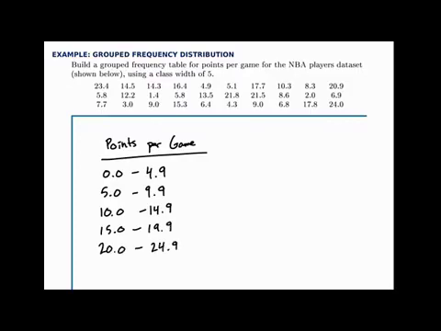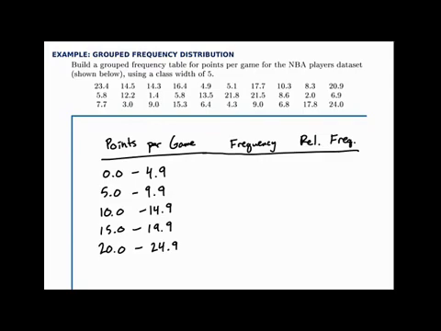We don't need any more classes because that's as high as we need to go to cover everyone in this data set. So the next column will be the frequency, and then lastly we'll have the relative frequency. Since there are 30 values here in our data set, once we have the frequencies, we'll just divide each one by 30 to get the relative frequency.